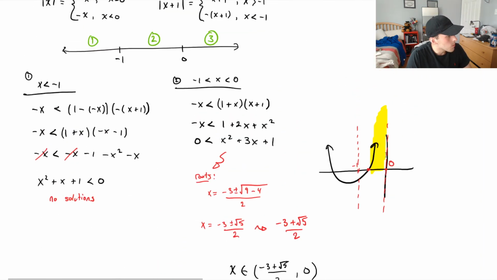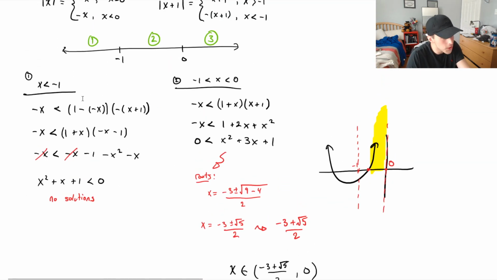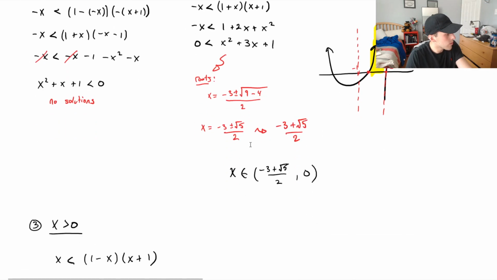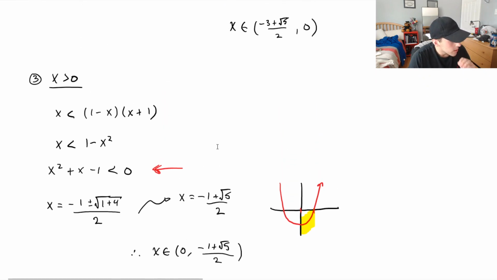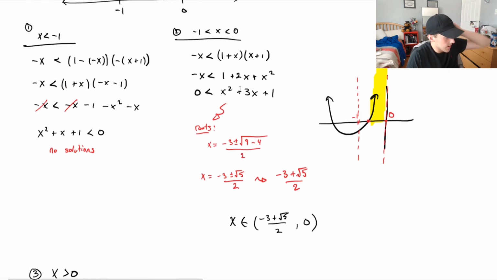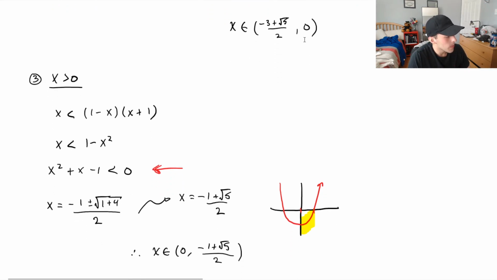Okay, so let's take a look here. First one, easy, no solutions, great. The next one we've got from -3 plus square root of 5 over 2 up till 0. The next one we've got from 0 to -1 plus square root 5 over 2. So that's pretty good for us, okay? We can see that there's solutions from these weird rational numbers up until 0, and then from 0 to that other number.